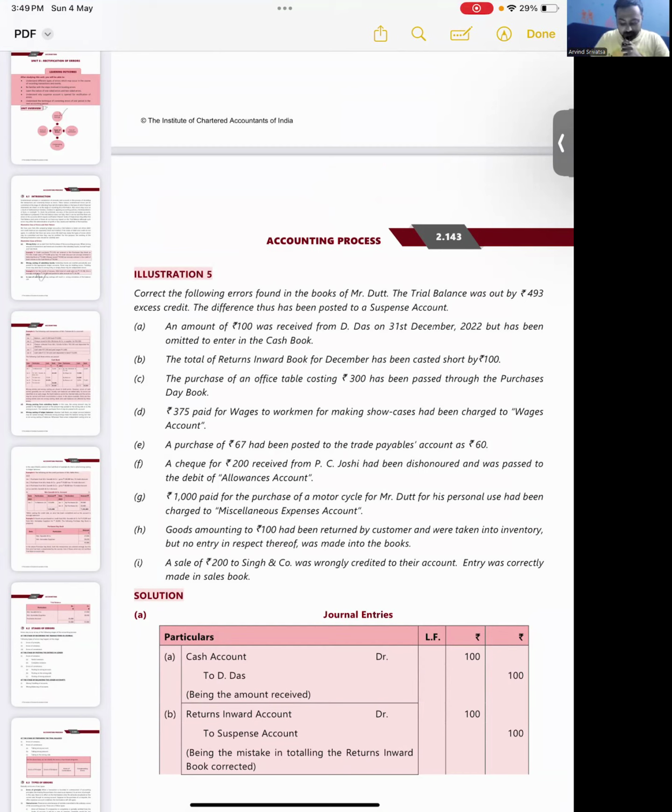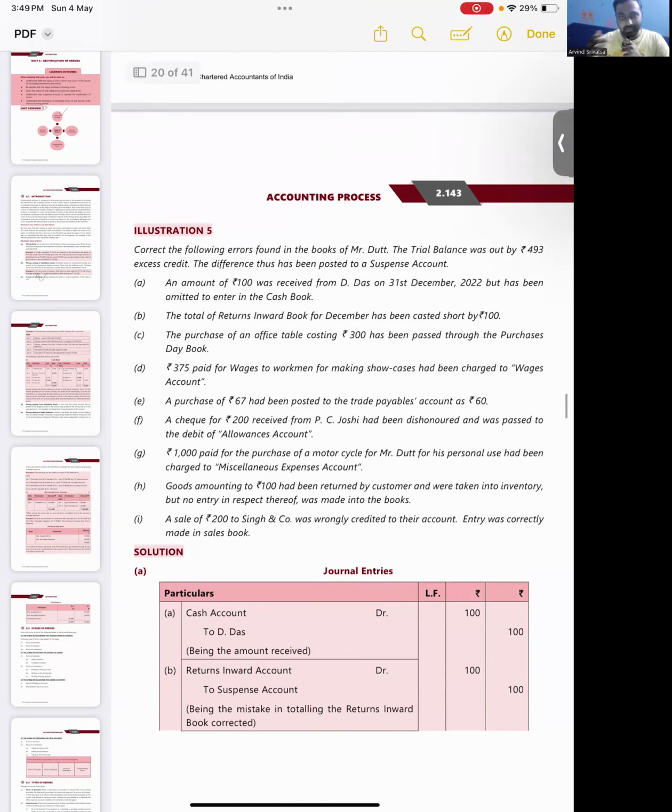B. The total of return inwards book for December has been casted short by 100. So returns inward is sales return. Sales return is a debit balance. If it has been undervalued, what will you do? If you have to increase a debit balance, you will debit it further, and your debtors did not get affected. So the rectification entry you will be passing is returns inward or sales return account debit to the extent of 100 to suspense account 100, because your debtors did not get affected. Only one leg of the entry, which is the debit leg, got affected. We have seen how the correct entry, wrong entry, rectification entry works for sales returns and purchases multiple times, at least in 2-3 questions till now. So I don't need to write that down now for you.